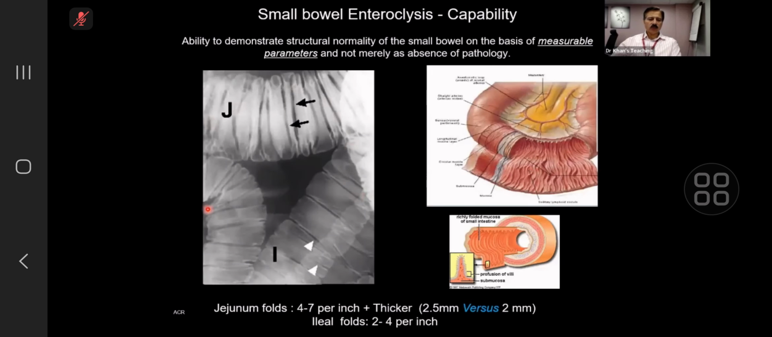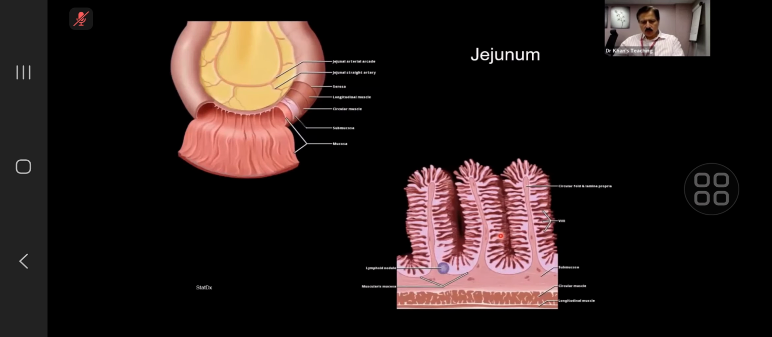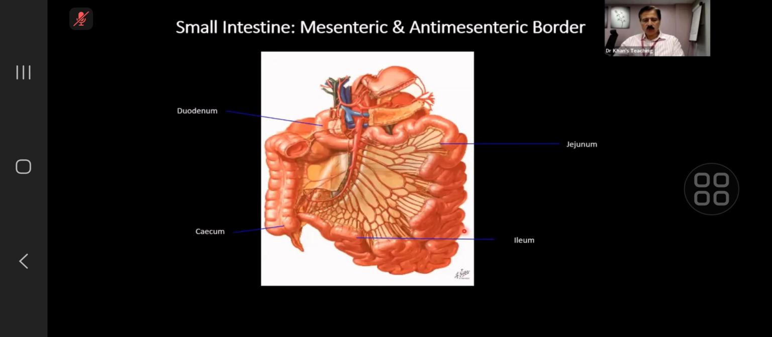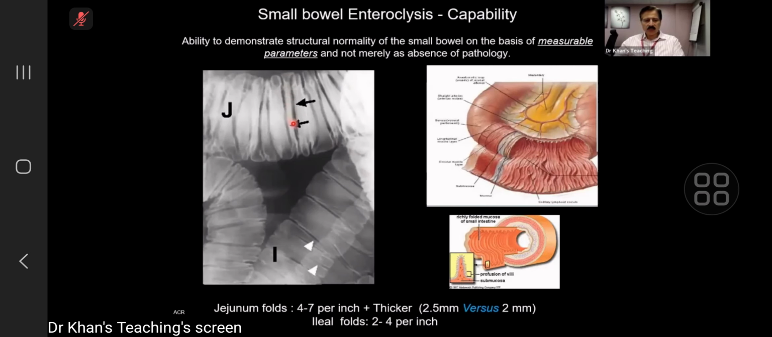So if you just concentrate on this concept, and this is a very important exam concept, that on this spot film of small bowel enteroclysis, you can see that these are the jejunal folds. Now, this black thing here is the valvulae conniventes, and this is the space in between. If I show you this diagram, so this is that valvulae conniventes, and this thing here is the space where the barium is. So this is known as interspace, right? So this is the mucosal fold. This black thing is the thickness of the mucosal fold.